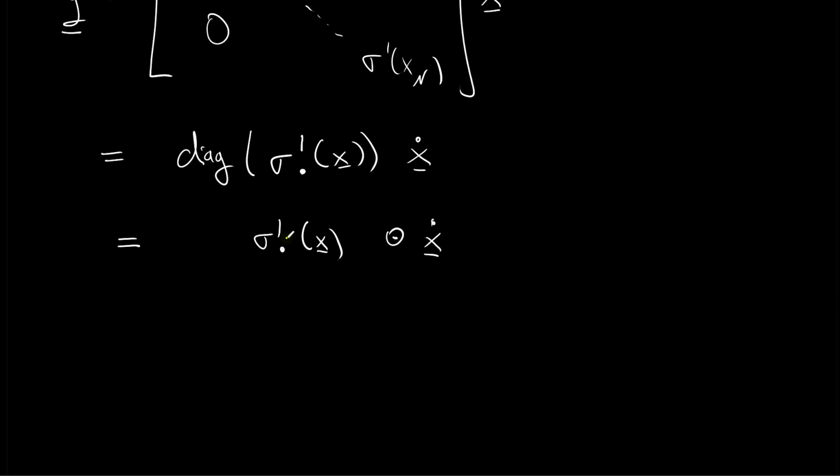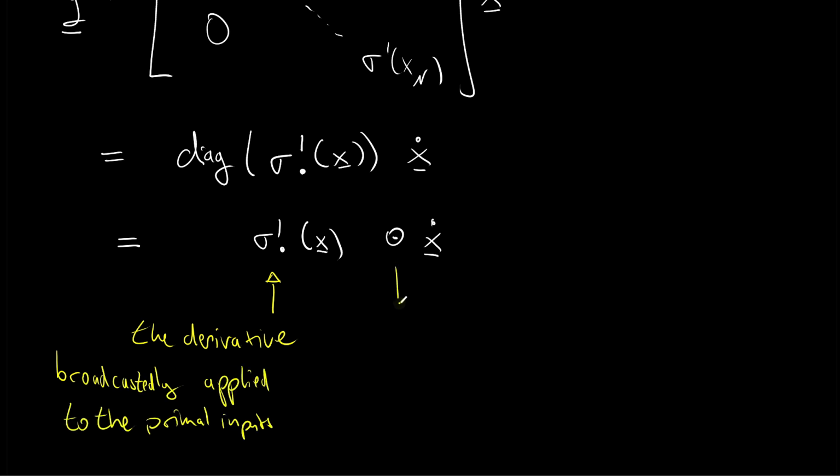So let me just note that down. This will be the derivative broadcastedly applied to the primal inputs. And what we see here, that was an element-wise multiplication. So in order to forward propagate the tangent information, we scale each entry in the tangent vector with the derivative of the scalar function evaluated at the primal.